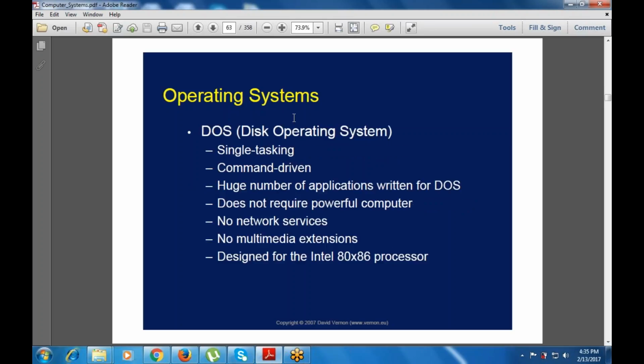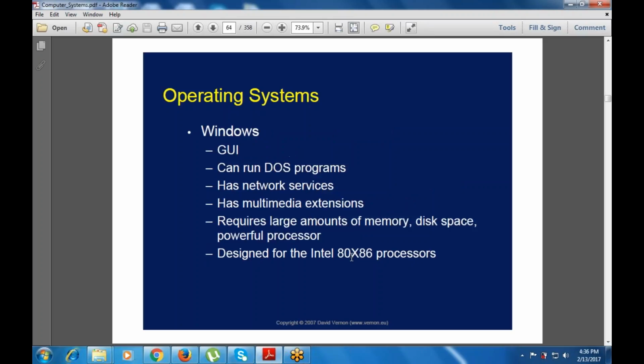Now, next is DOS, that is the disk operating system. It is a single tasking operating system. It is command driven. That means we have to give the commands. Then there is a huge number of applications written for DOS, and it does not require a powerful computer, only a normal computer is used for DOS. Then no network services. There is no network services for this operating system. Then no multimedia extension. The next is designed for the Intel 80x86 processors.